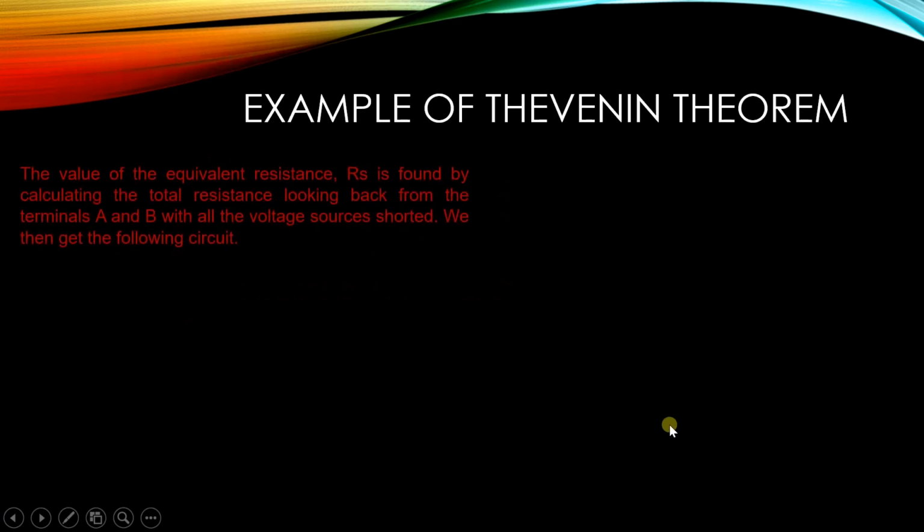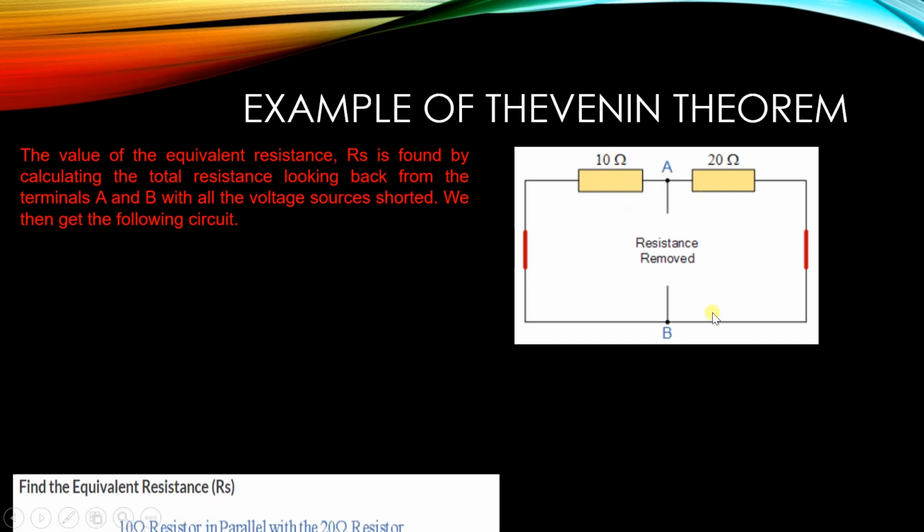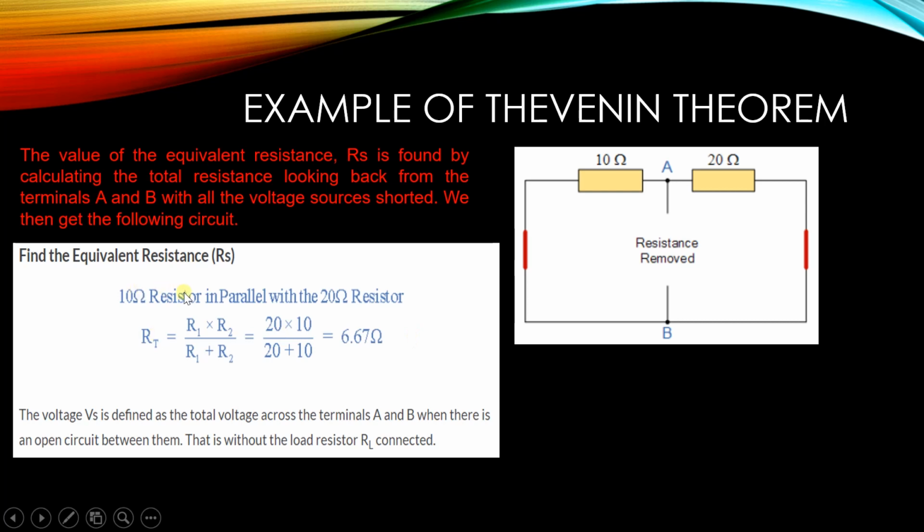We discuss this in the diagram. Here we are finding the equivalent resistance, the Thevenin resistance. For finding that, we remove the load resistance as well as the voltage sources. We make them short circuit. It is shown by the red line, means the circuit is short circuit. Because of this node, these two resistances are in parallel with each other. So the 10 ohm resistor is in parallel with the 20 ohm resistor. So R Thevenin is equal to R1 into R2 upon R1 plus R2. So this is our Thevenin resistance value.